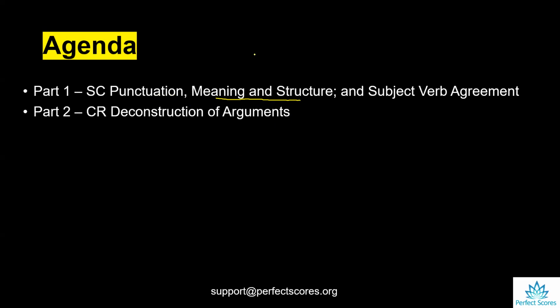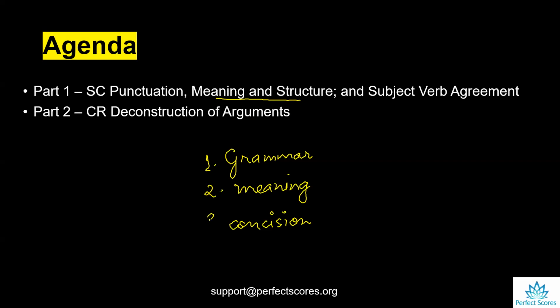So in sentence correction for GMAT, there are three things that are tested. One is grammar. The second thing is meaning, because there are some sentences that are grammatically correct, they have the correct structure, but they don't really make sense. So those options are also wrong. And once you are done with the grammar and meaning, the third thing on which you are tested is concision. So you have to be able to express the same idea using the least number of words. So the order is always the same: grammar, then meaning, then concision.